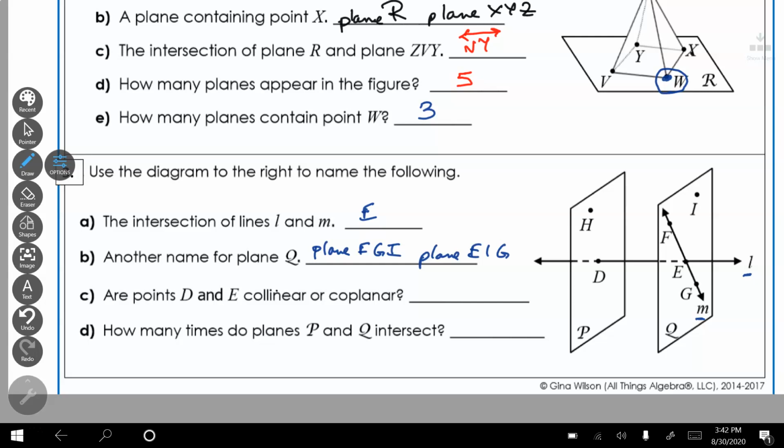Are point D and E collinear or coplanar? Well, D and E, here's D, here's E. They're definitely on the same line.